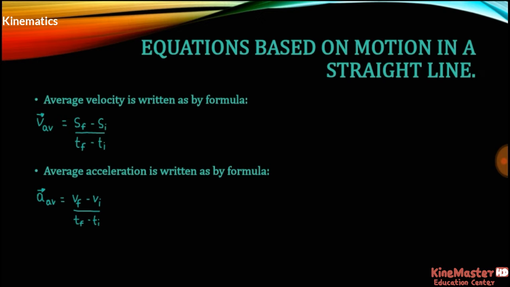Equations based on motion in a straight line. Average velocity is written by the formula V_av is equal to (S_f minus S_i) over (T_f minus T_i). Average acceleration is written by the formula A_av which is equal to (V_f minus V_i) over (T_f minus T_i).